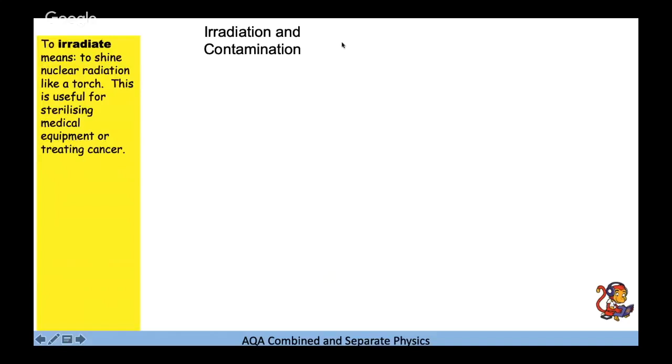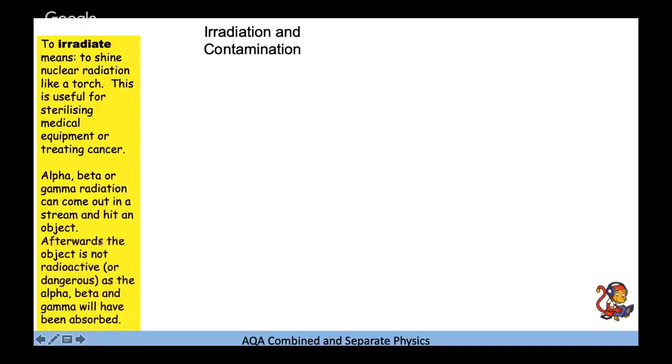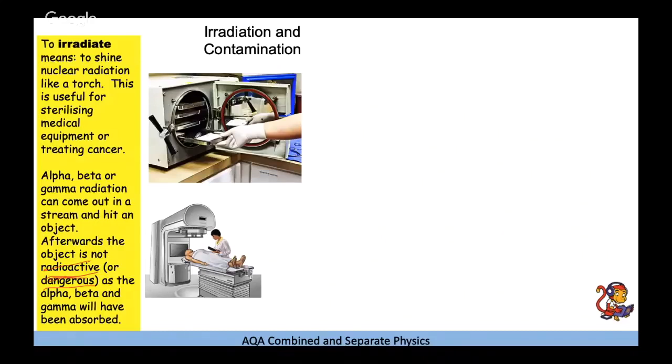Okay, irradiation and contamination then. So if I irradiate something, it's like me shining a torch of alpha, beta, or gamma radiation at something. It's useful for sterilizing medical equipment or treating cancer. Now, it can come out in a stream and it can hit an object. That object is not radioactive afterwards or dangerous. Of course it's not, because it can be used for more operations, for example, if you're sterilizing equipment. So just a couple of pictures of those. This would be them sterilizing medical equipment. This would be them treating cancer.